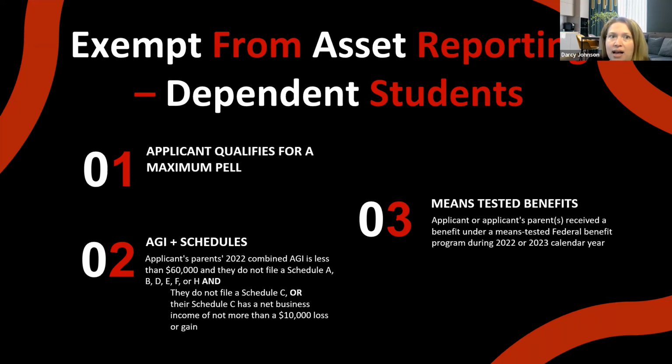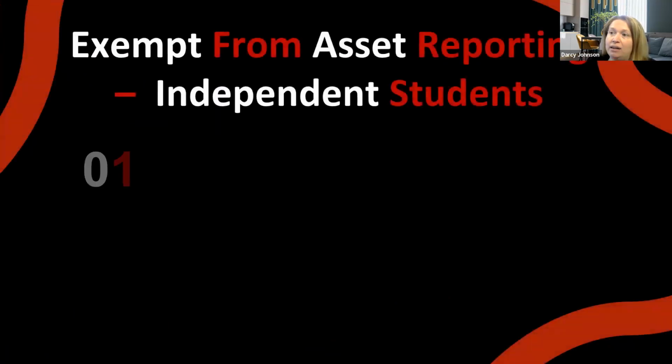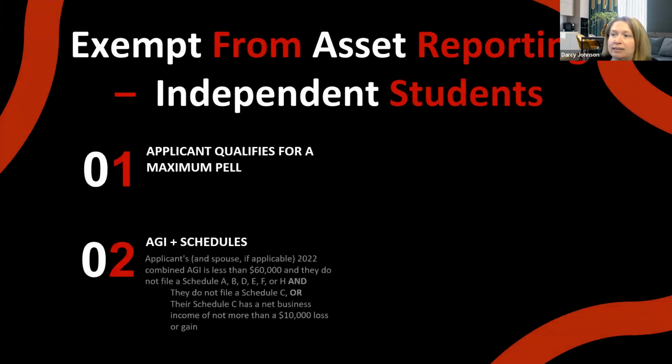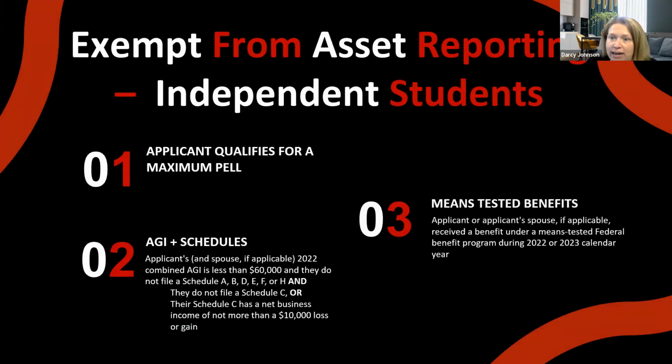The next slide is the exemption from asset reporting for independent students. It's literally the exact same criteria, except that it's the applicant and the applicant's spouse if they're married. So the parents would no longer be a factor in this because independent students don't have to put in their parents' information. All right.